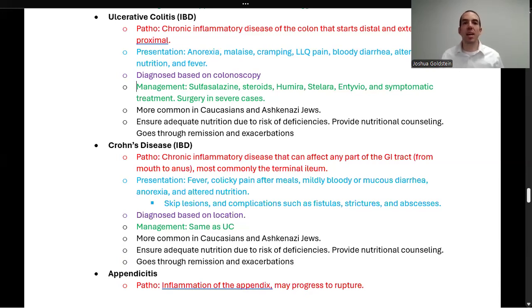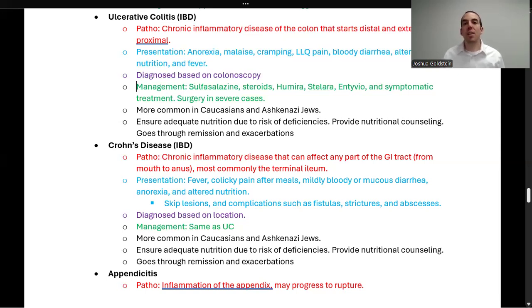The presentation is anorexia, loss of appetite, malaise, not feeling well, cramping. That's obvious. In the left lower quadrant is going to be classic for ulcerative colitis. Bloody diarrhea would be a big indication, a big red flag to me that my patient may have ulcerative colitis. They may have altered nutrition or altered metabolism, as well as a fever when it's acute, because this is a chronic condition. It's going to be lifelong. There's no cure for it. So in the acute setting, they may present with fever. This is diagnosed based on a colonoscopy.